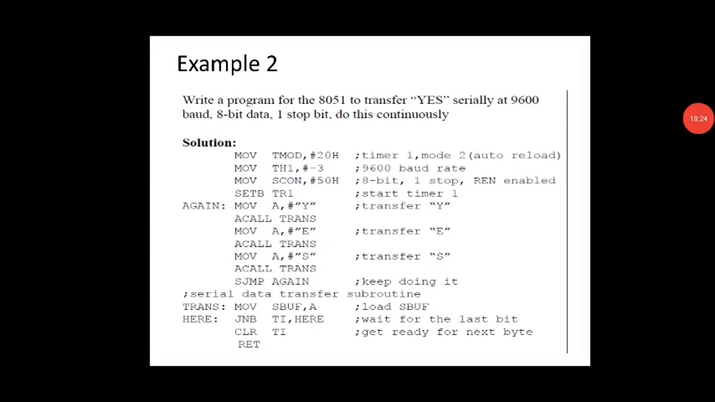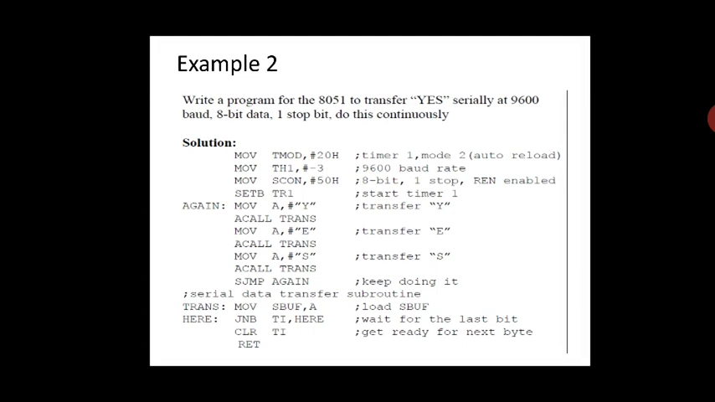Let us go to the next program: 8051 to transfer YES serially at a baud rate of 9600, one stop bit, to do this continuously. What is my character? We can't transmit the YES simultaneously. We need to transmit character by character, so we need to systematically follow the same steps.